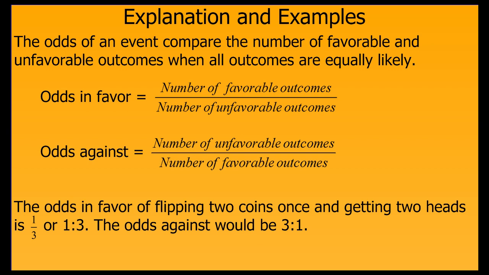So the odds in favor of flipping two coins once and getting two heads are 1/3, because it's one favorable outcome to 3 unfavorable outcomes. And the odds against would be 3/1.